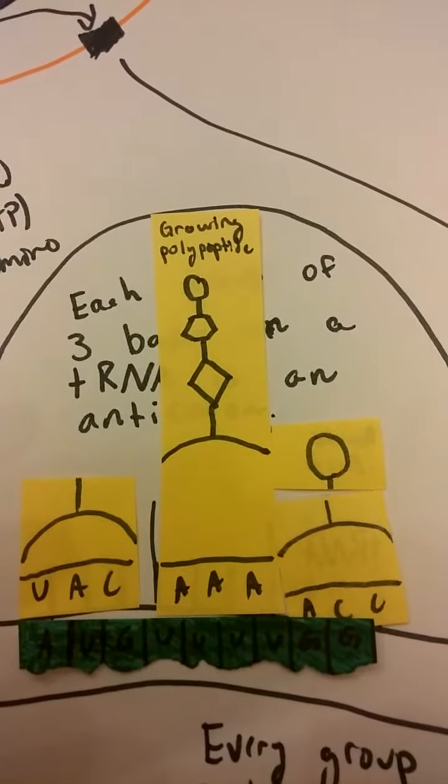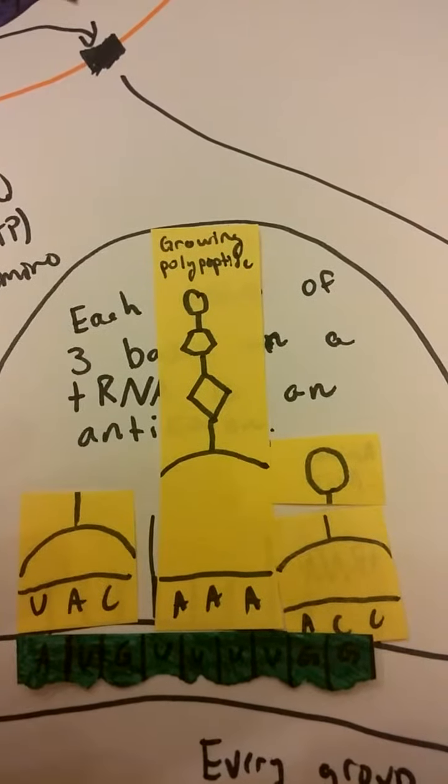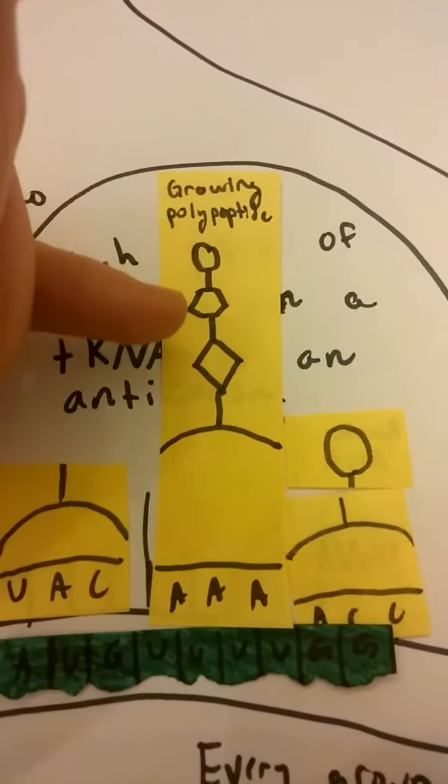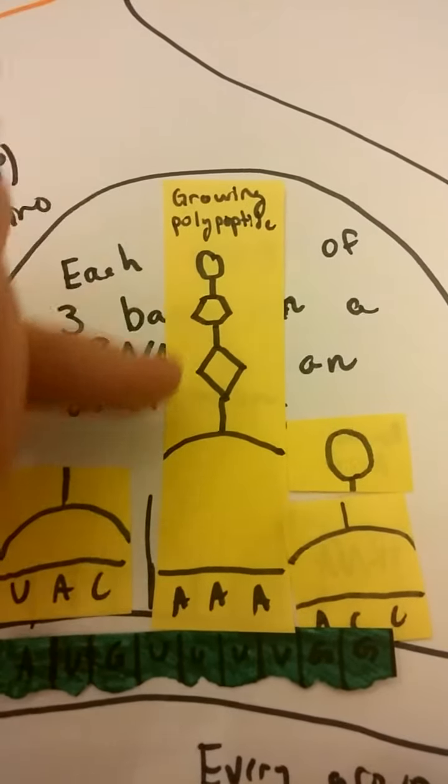Keep in mind, peptide bonds are what hold the polypeptide together. These are the peptide bonds. 1, 2, 3.